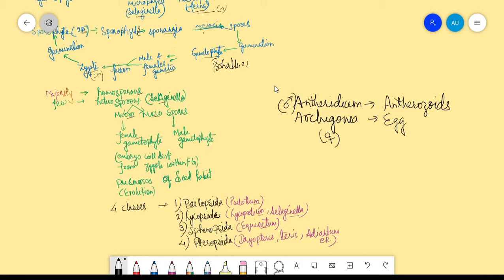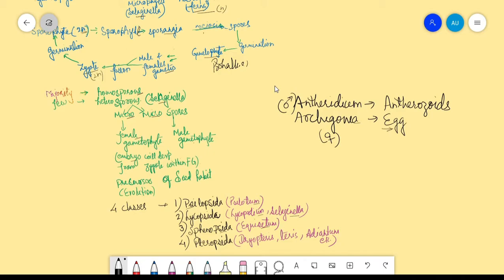Now this gametophyte develops near the water. They require water for the fertilization process. That means the antherozoids, which are motile structures, will move along with the water current and come to the neck of the archegonia, where they will enter inside the archegonia and fuse with the egg. So water is required for fertilization, just like the bryophyta. So we can see some of the characteristics are like bryophyta, and some are different from bryophyta, showing evolved and complex structure.